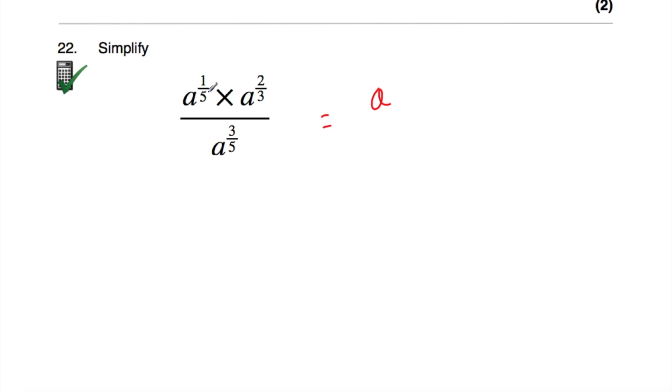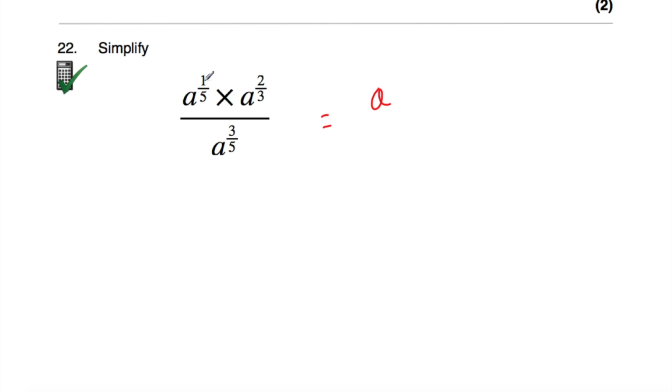So remember, we just add the powers together. If this was a non-calculator question, I would then need to set this out and do a fifth plus 2/3 and work that out. And this could be a non-calculator question. But in terms of this question, I've been quite nice. I've let it be a calculator question. So you can just do a fifth plus 2/3 on your calculator.